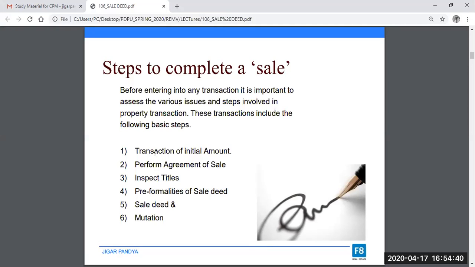The first step is transaction of the initial amount. So when the property is being sold or bought, usually you have the vendee paying an initial amount to begin what we call an agreement of sale. And once the initial amount is paid, there is something called performance of the agreement of sale, which is again a drafted document similar to sale deed, but it has different conditions and clauses attached to it for this particular sale to be legal.